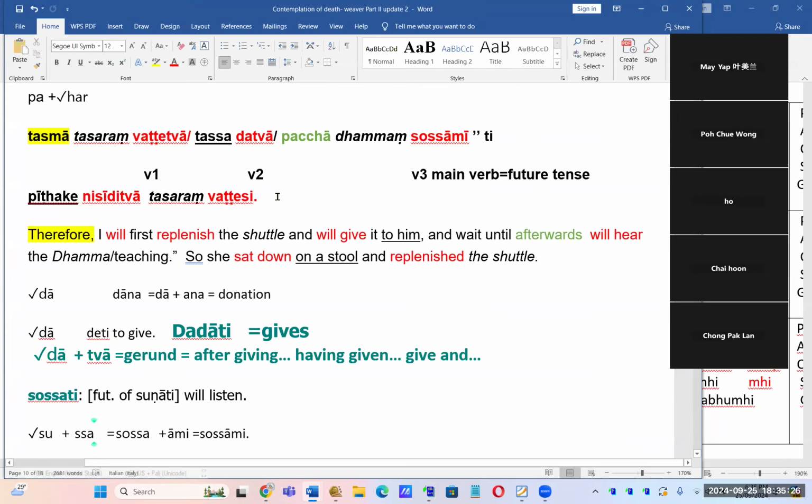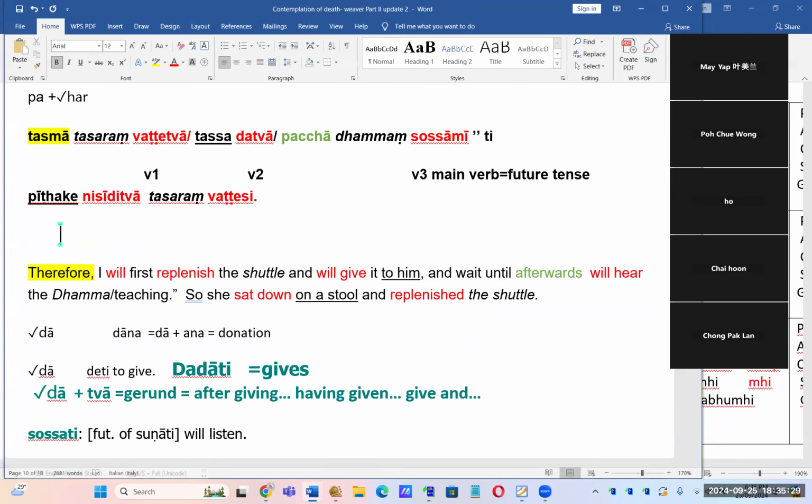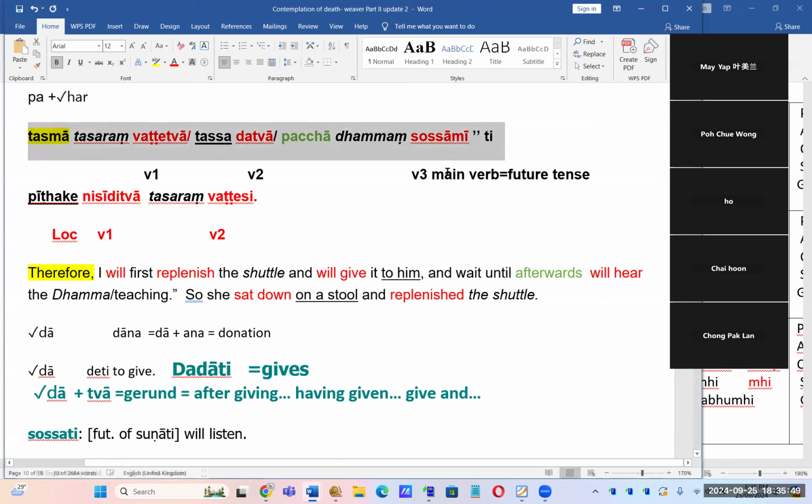"Pite," "pitate." All right. So this is a locative. It's a location here, locative. So "nisiditwa," she sat down. And then "tasaram," what they see. So here is actually verb 1 and verb 2. Actually, this one is nothing to do here because from here is actually her thoughts. Her thoughts not finished yet, continued from the earlier sentence. But this one is what she said here. You can say for this sentence it's only "nisiditwa" and "watesi," two only. She sat down and replenished the shuttle. Right? Okay. Any question about this sentence?